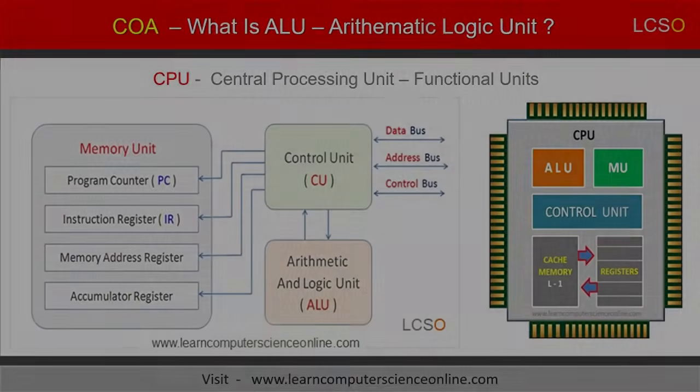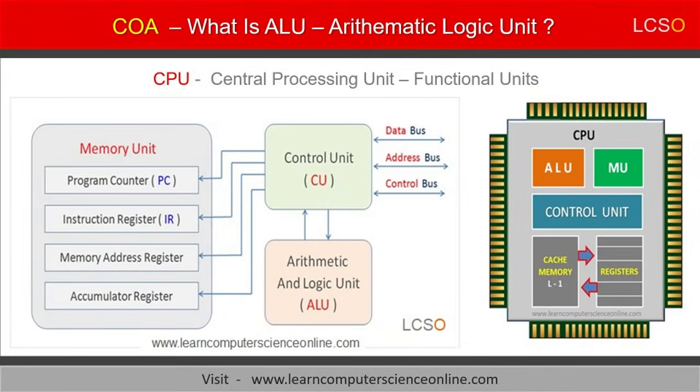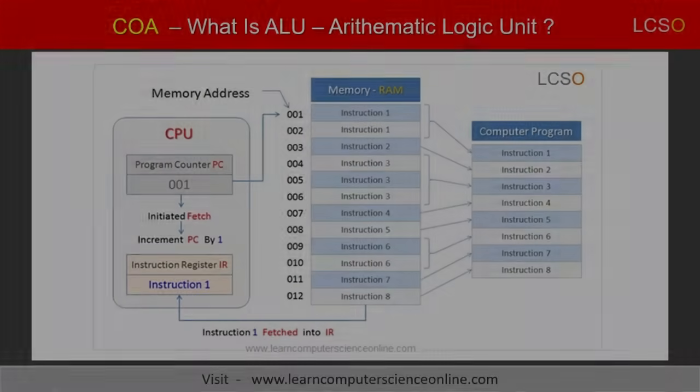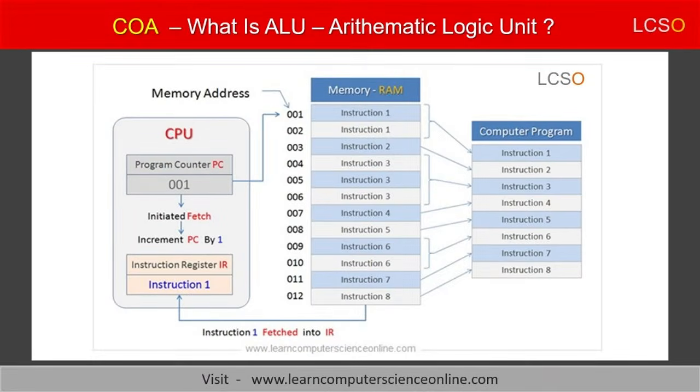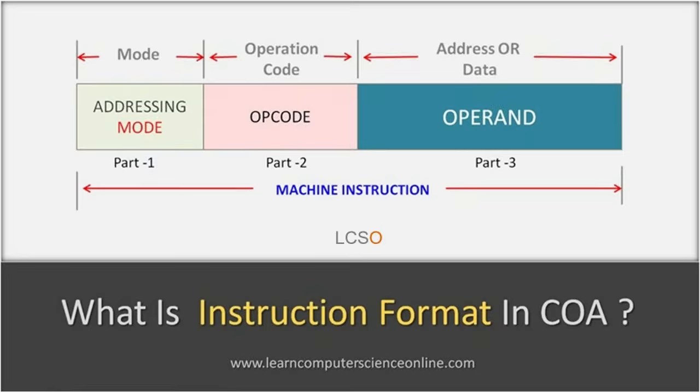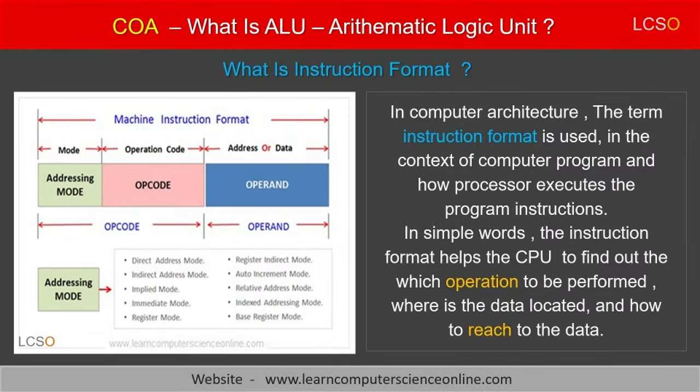The control unit also performs another very important function, and that is to decode the program instructions. The computer program contains a set of machine instructions in the binary format. At this stage, the concept of instruction format comes into the picture. It is the instruction format that directs the CPU regarding which operation is to be performed and where the data is located. There are three main parts of the machine instruction format.